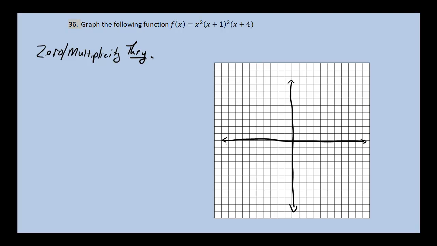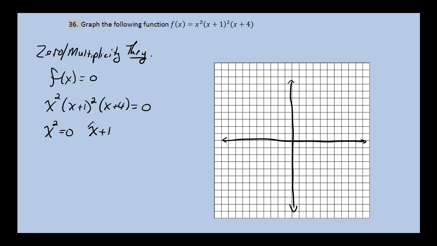theory. So we're going to use our zero multiplicity theory. So first thing, if I want to find my zeros, I set f of x equal to 0. So I'm going to have x squared times x plus 1 squared times x plus 4 equal to 0. Since I'm multiplying each one of these terms, I can set them all independently equal to 0. Solving now, I'm going to get x equals 0.